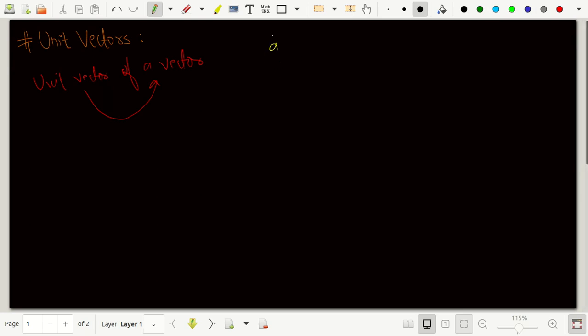Let's see if I can write any vector. It is a combination of x, y and z. So I can write 2i plus 3j plus k cap. So it is 2 in the x axis, 3 in the y axis, and nothing is written, so that's 1 in the z axis. And let's say my vector b is 3i plus 2j plus 2k cap.